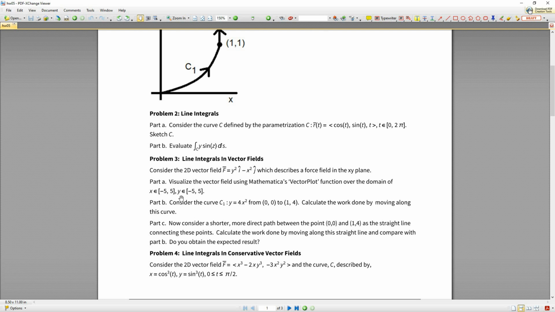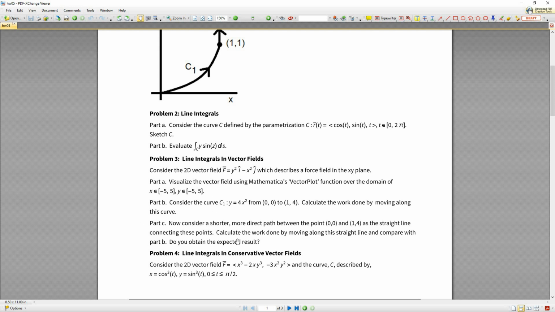Then, for part B, I'd like to consider, okay, we've got the force field defined over the XY plane. What if I want to take a very specific curve or a very specific path through this area? And the path is described by this right here. Well, you can now calculate the amount of work that's done by moving along this curve through the force field that we described above. And again, I go through a very similar example of this in the lecture, so once you watch that video, I think this is going to make much more sense.